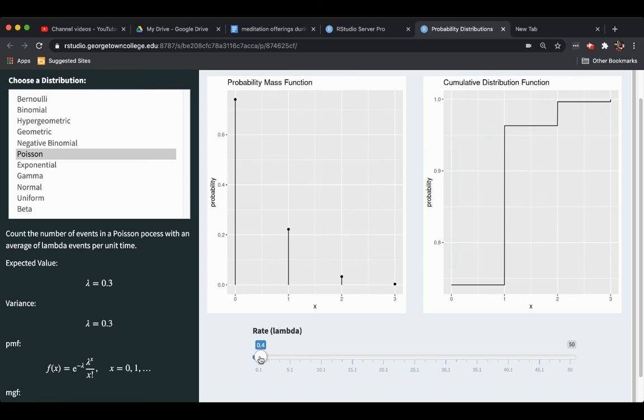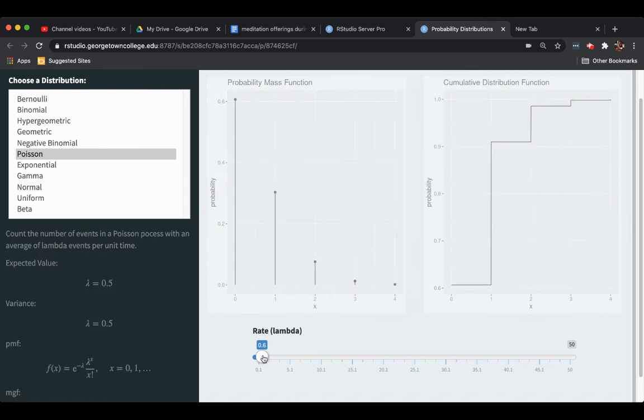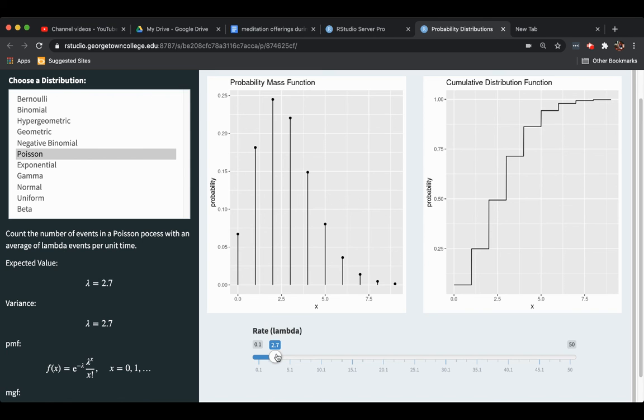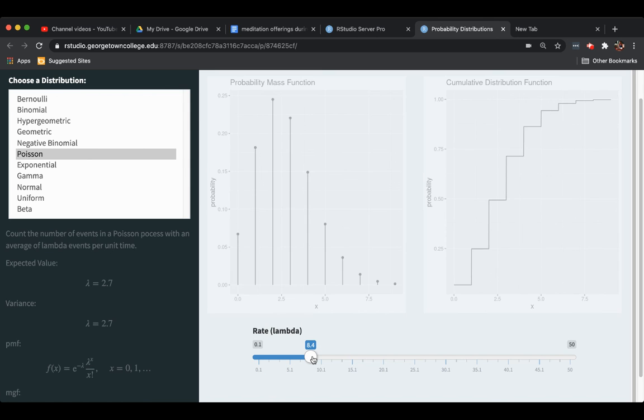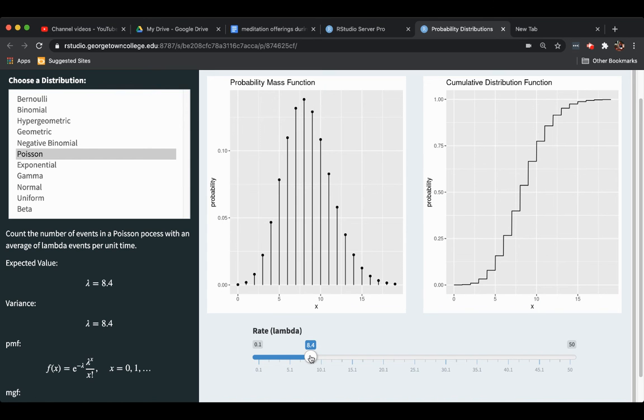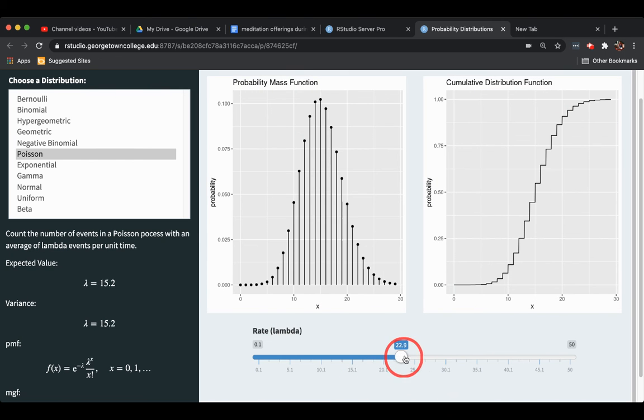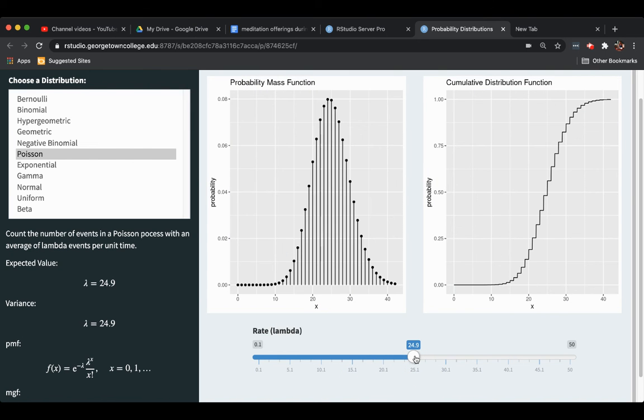But if you just increase the rate, up to 2.7 now, up to 8.4 events per unit time, now up to about 15 events per unit time, now up about 25 events per unit time. Look at the shape of the distribution. It's less and less of a right skewed distribution and more of a symmetric bell shape.